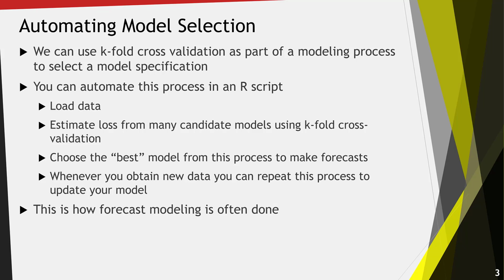As you saw in a previous video, you can use k-fold cross-validation as part of a modeling process to select a modeling specification. You could automate this entire process in an R script. The script could load data, estimate the loss from many candidate models using k-fold cross-validation, choose the best model from this process, then use that model to make forecasts. Whenever you obtain new data, you could just repeat this entire process to update your model. This is actually how forecast modeling is often done.